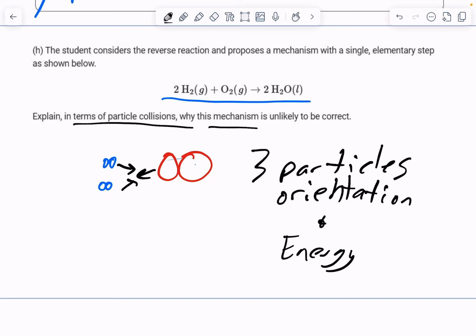So use this as your explanation. Talk about how it's 3 particles trying to collide with proper orientation and energy, and the likelihood of that happening is very low. And that should get you full points in explaining why this is probably not an elementary step.